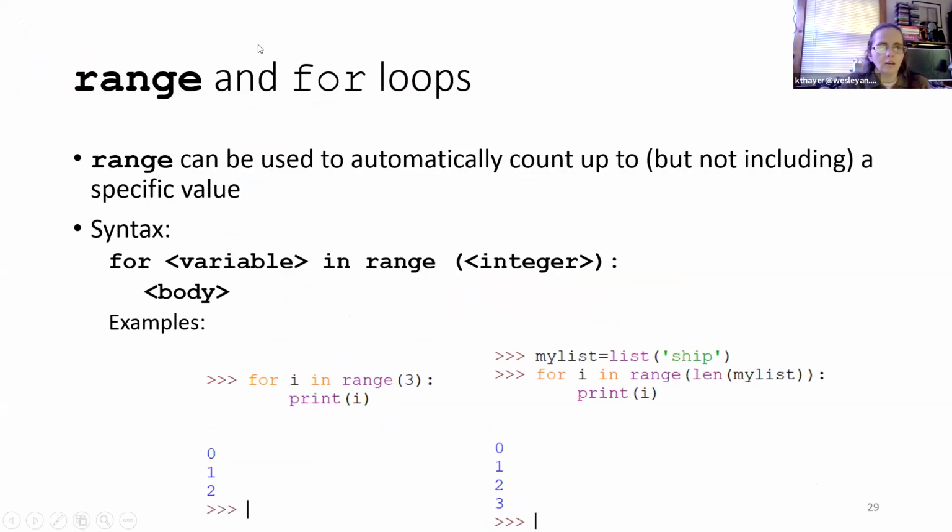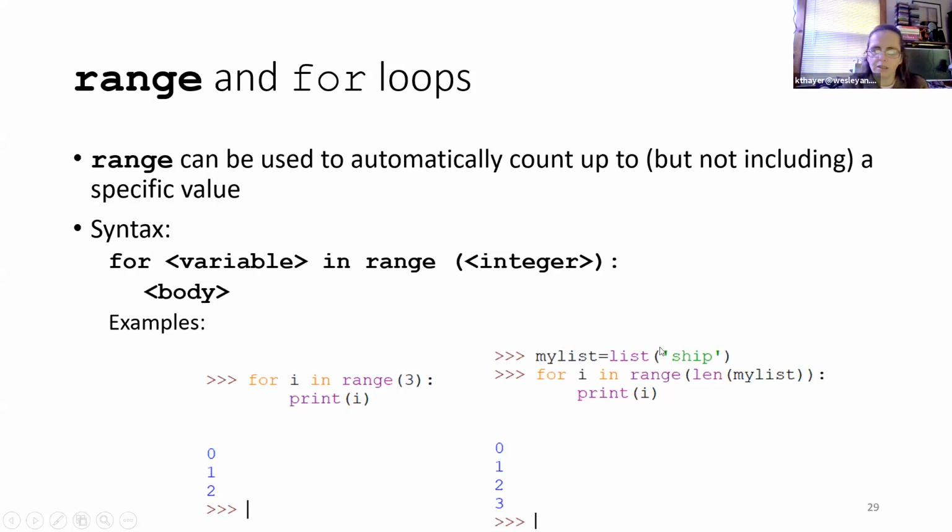Okay, range and for loops. We can also use range to automatically count up to, but not including a specific value. You can also count down, which is used with negative numbers, but essentially we can think about it in the positive direction. Negative basically works the same way. So we have for variable in range, and then we're going to have an integer here, and then we'd have the body. So if we say for i in range 3, print i, you see that i is going to increment from 0 to 1 to 2.